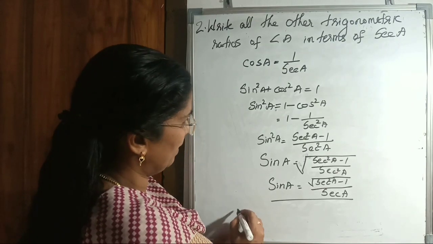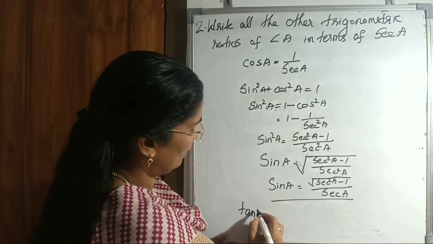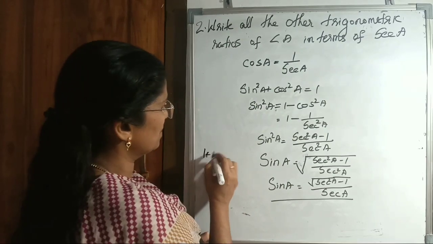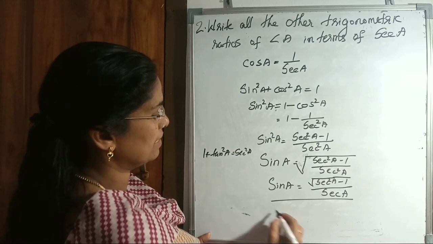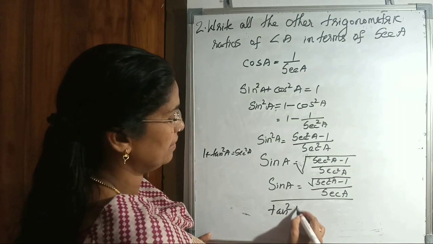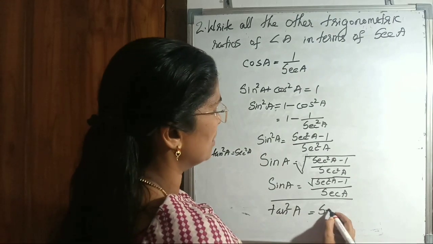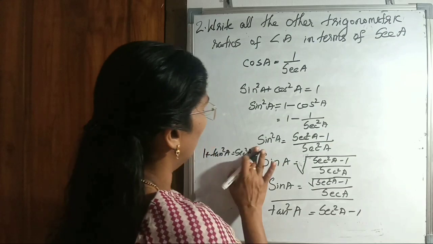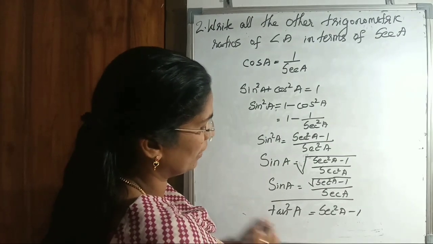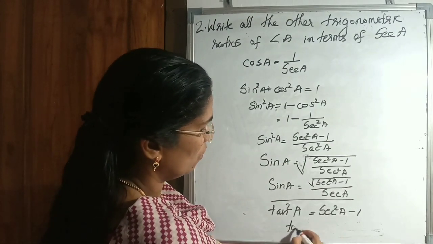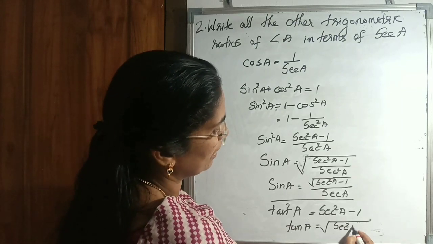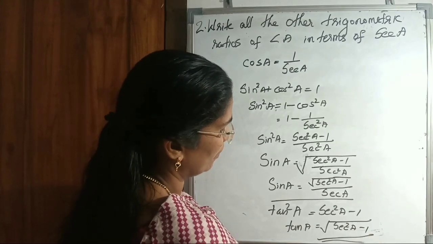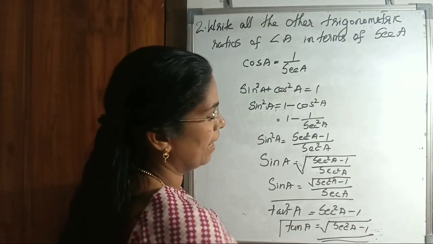Now what is tan a? So already we know that 1 plus tan square a is equal to sec square a. Or we can write it as tan square a is equal to sec square a minus 1. This is also one identity. Tan square a is equal to sec square a minus 1, or tan a is equal to root of sec square a minus 1. Okay, it is in terms of sec, tan.